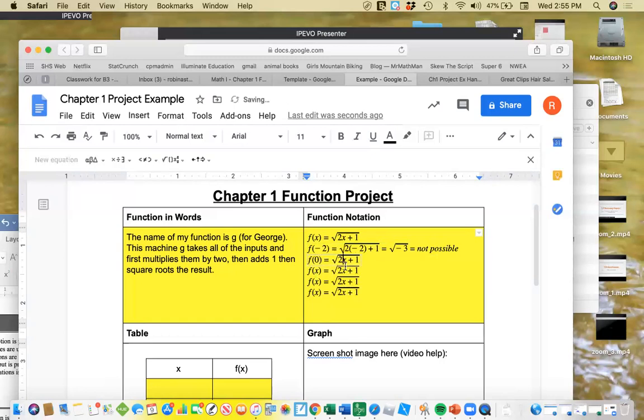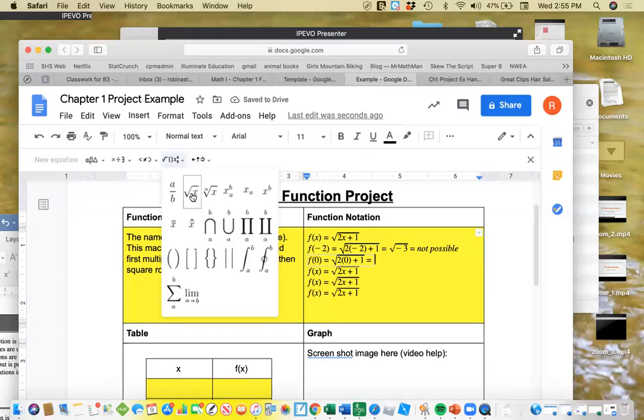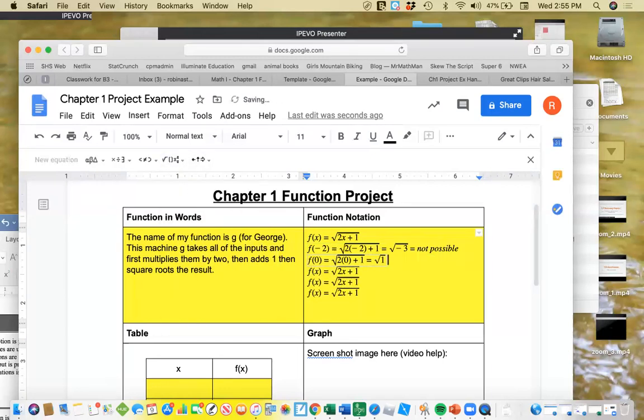So I'm going to plug in a 0. What happens when I plug in 0? And when I plug in 0 here, what will I get? Here I will have the square root of just 1, which equals 1. And then I can continue on.